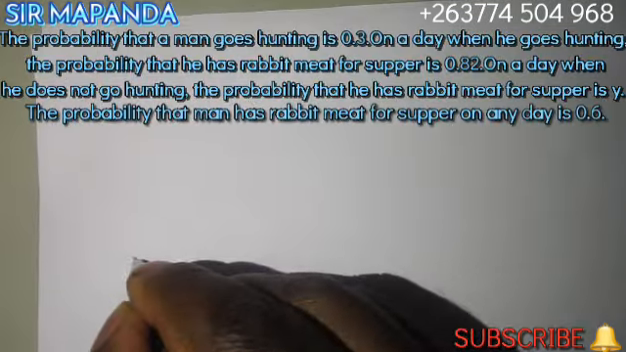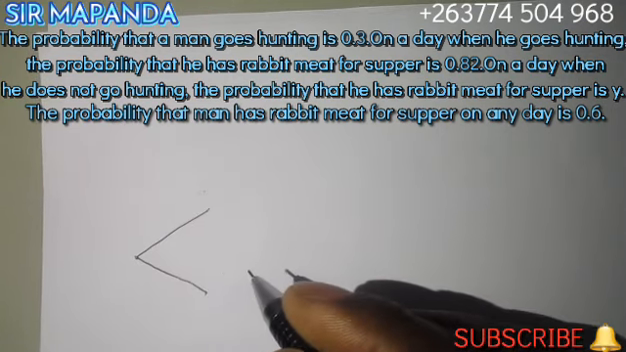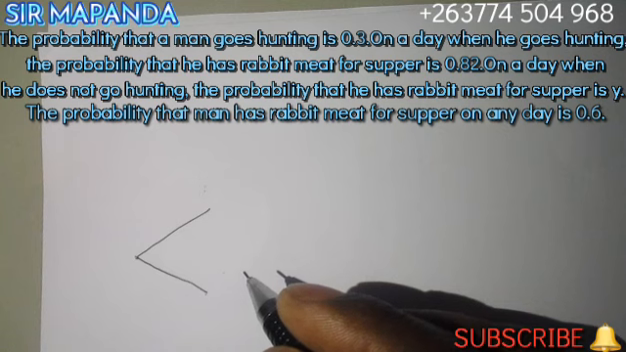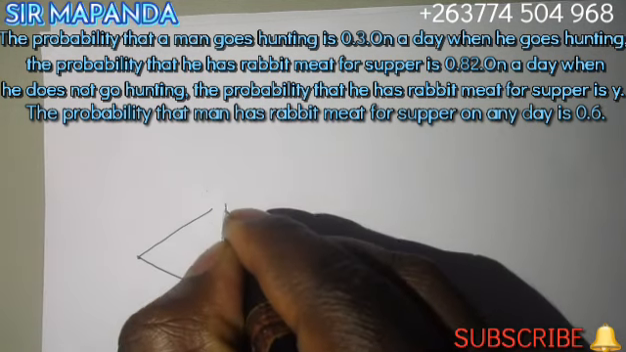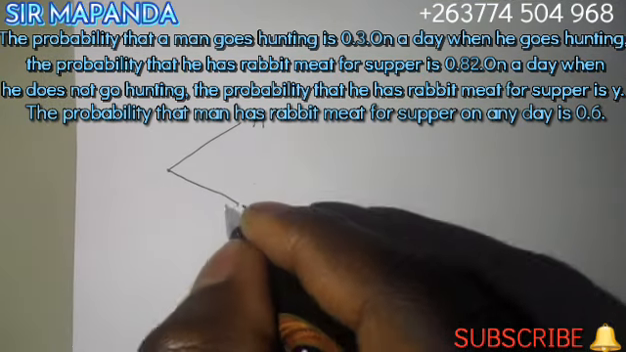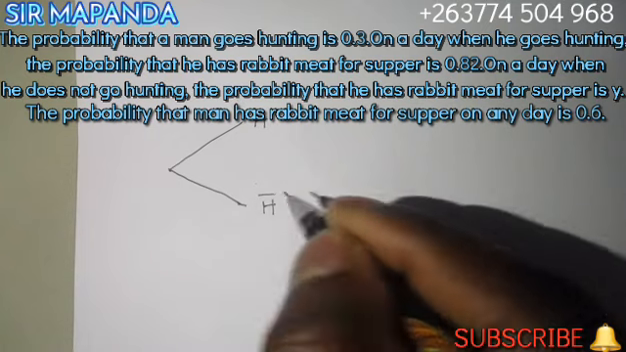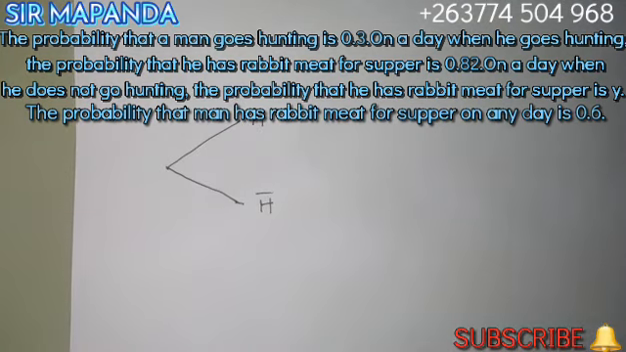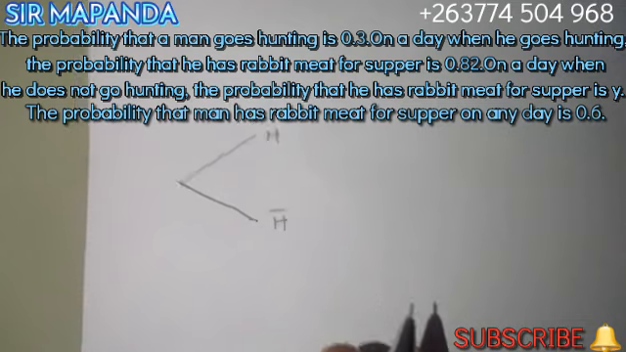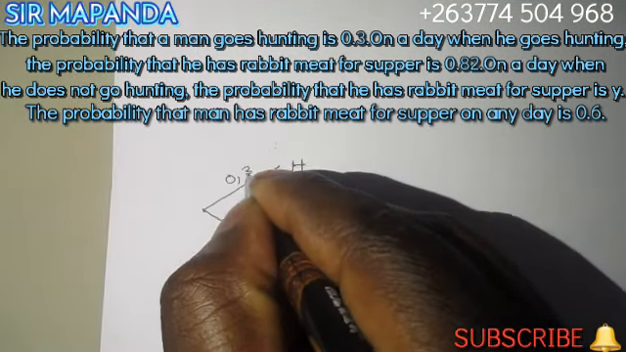So the first branch is going to come out like this. The probability that a man goes hunting is 0.3. So let H represent the probability of hunting, and let bar H represent the probability of not hunting. So I'm going to put 0.3, which is the probability of hunting here.